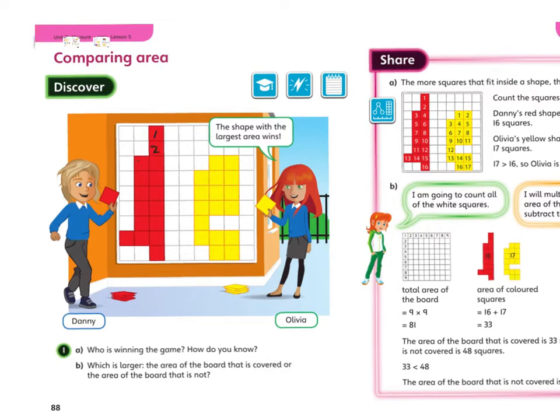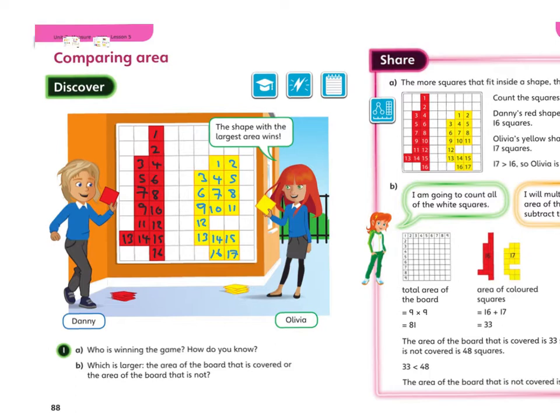1, 2, 3, 4, 5, 6, 7, 8, 9, 10, 11, 12, 13, 14, 15, 16. And Olivia has 1, 2, 3, 4, 5, 6, 7, 8, 9, 10, 11, 12, 13, 14, 15, 16, 17. So Olivia wins.